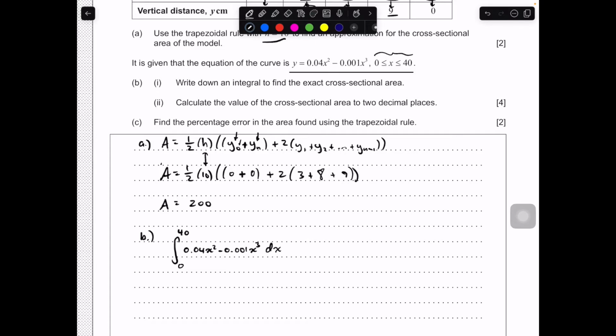This is always going to be our form. If we want to find the area under a curve, we would use an integral, and we would have the lower bound, the lower x value, and the higher bound, the higher x value, and so on. Okay, let's go ahead and put that in a calculator.